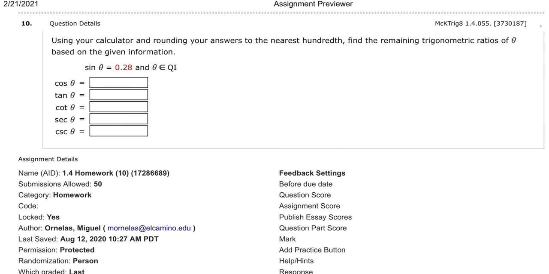Using your calculator and rounding your answers to the nearest hundredth, that's very important. Otherwise, WebAssign will mark it incorrect. It's very particular as to how they want their answers inputted. Find the remaining trig ratios of theta based on the given information. Okay, there's a couple ways to go about this one. Well, they tell you what quadrant the angle is in. It's in quadrant 1. So let's just draw that.